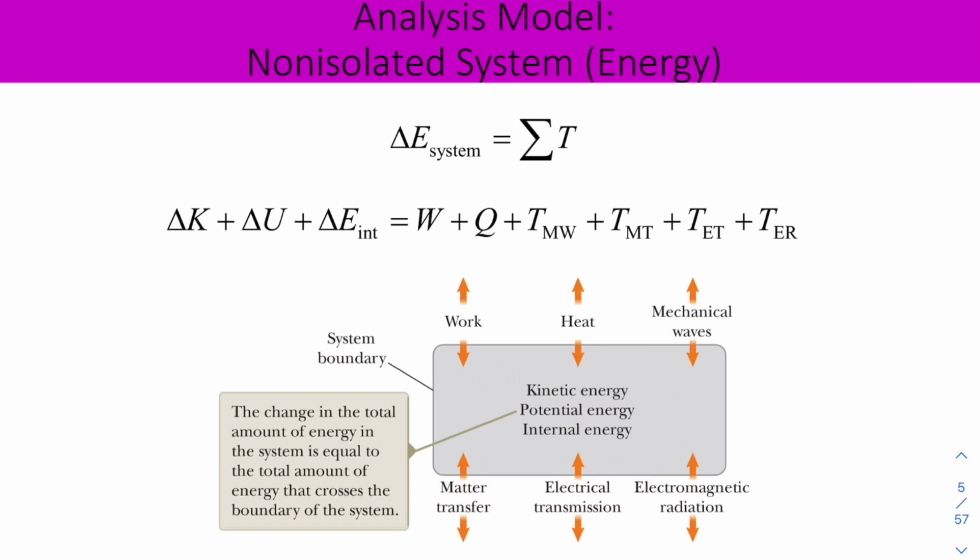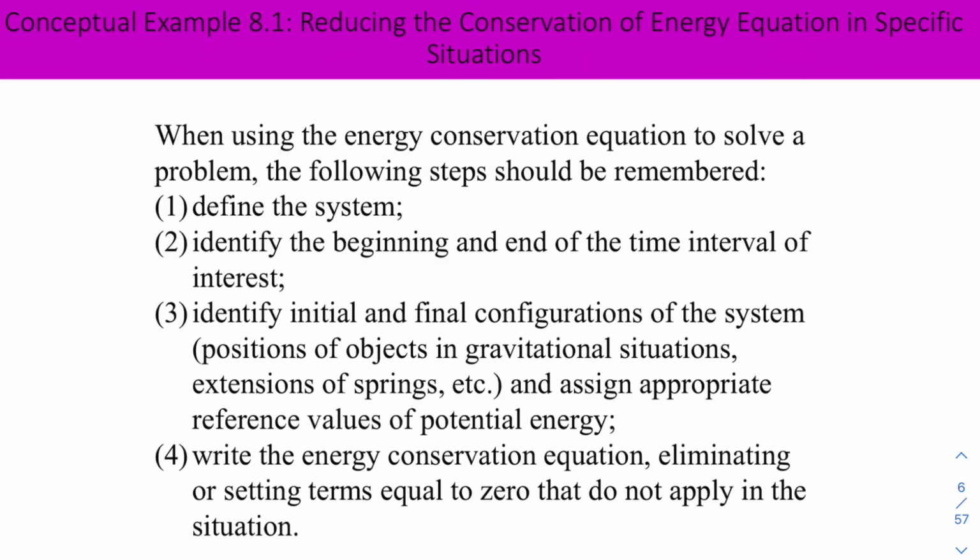So if we want to visualize the sum of the transfer, it could be in terms of work done in or out, heat transfer into or out, mechanical wave, electromagnetic radiation, electrical transmission, or also matter transfer. The change in the total amount of energy in the system is equal to the total amount of energy that crosses the boundary of the system. That is the meaning of the sum of the transfer between the system and the environment.